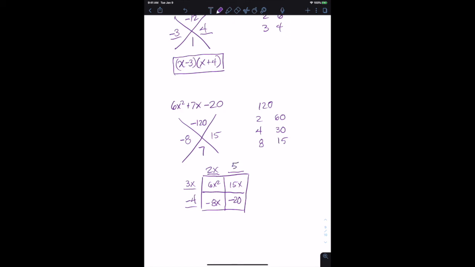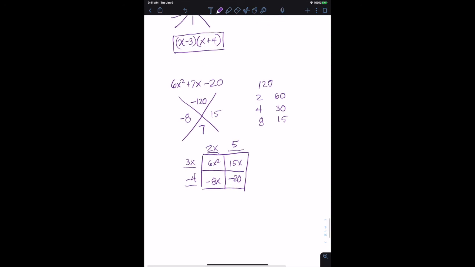And now we get to check and see, did we do everything right by multiplying 5 times 3x? And that gives me 15x, and we're looking good. All right, so this is saying that here are my binomials: 2x plus 5 times 3x minus 4. And we're done.